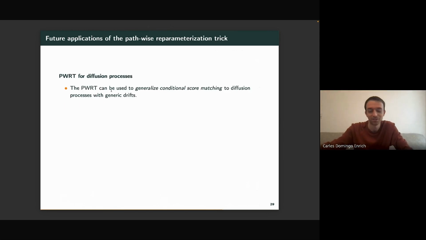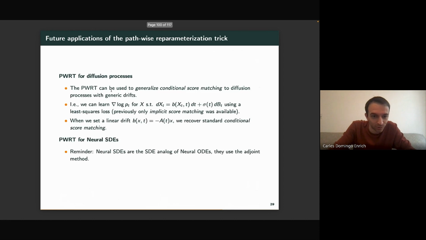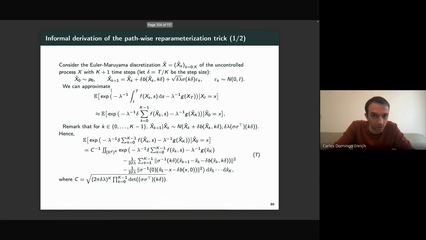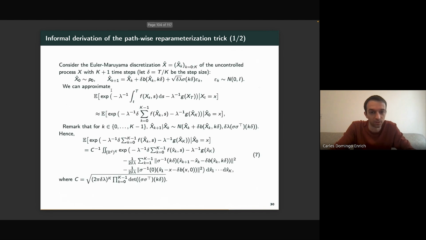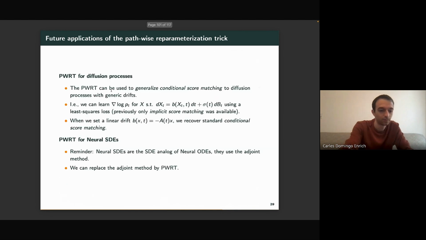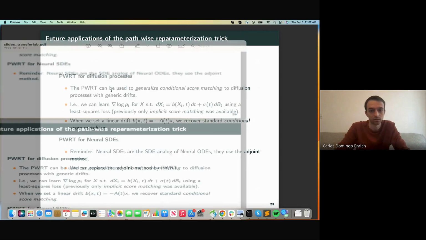Sorry, I think that's it. If you want to see the derivation of the pathwise reparameterization trick, I added 2 slides at the end, just to sketch how you derive that. But I feel like there's no time for that, and I can share slides if you want.